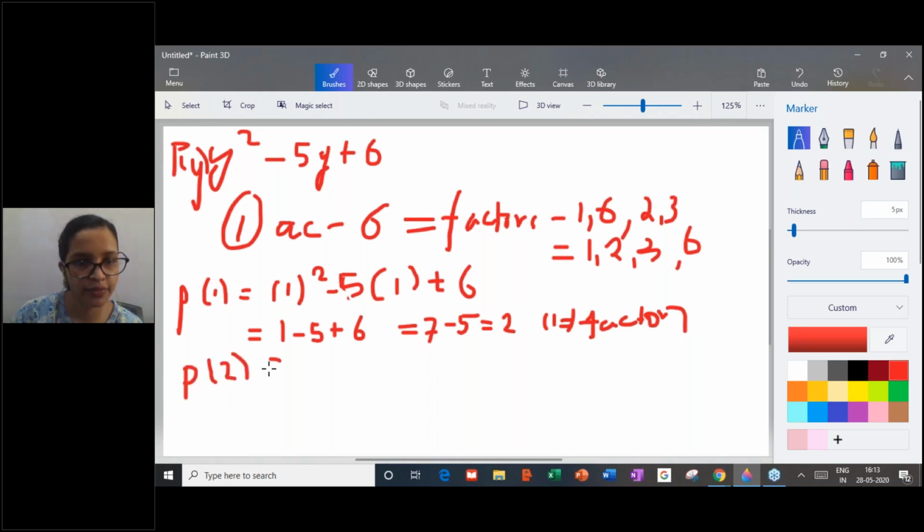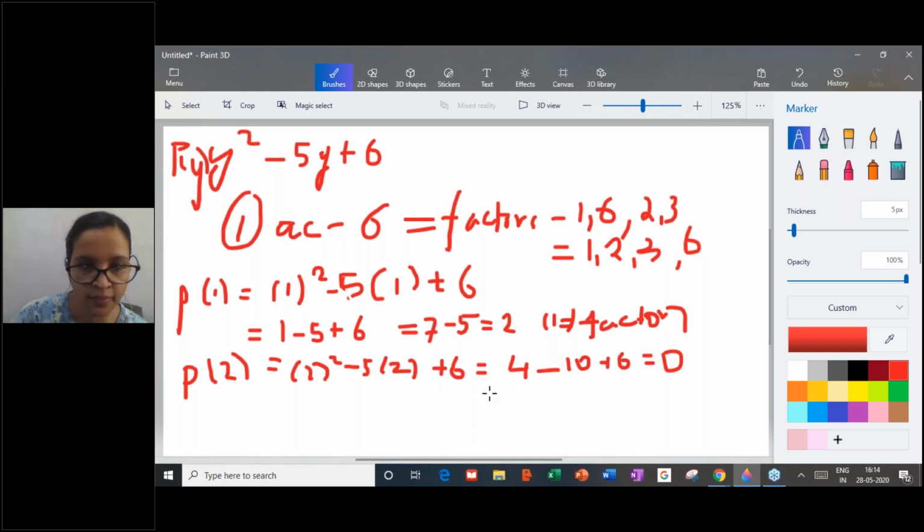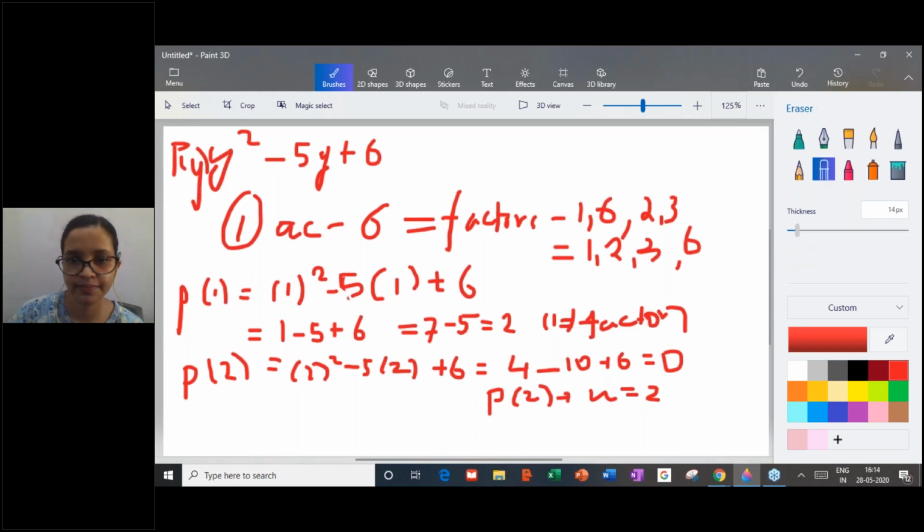So now I'm going to take the next factor, P of 2. So 2 square minus 5 into 2 plus 6, correct? I'm just writing it here. So it is 4 minus 10 plus 6. So if you see here, the remainder is 0. So now what do I say? P of 2 is a factor. If P of 2 is a factor, which means x is equal to 2, correct? Or in this case, y, I'm sorry. I'll just write it as y. X can create confusion. Okay. So we can say y is equal to 2, or you can write it as y minus 2. Am I right?